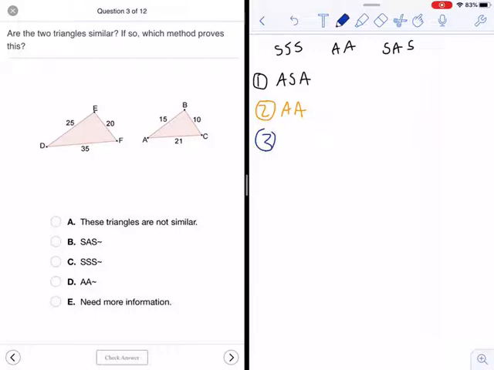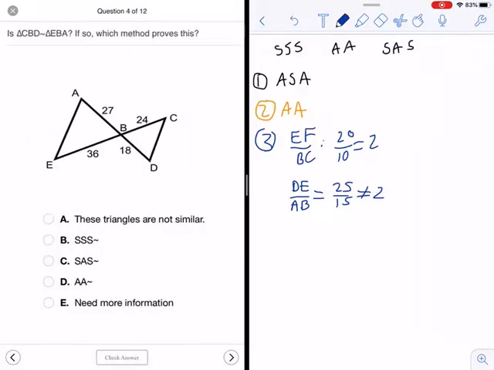Number 3, are these two triangles similar? Well, let's look at side EF over side BC. That's 20 over 10. That reduces to 2. That's the scale factor, so that means every side length has to be doubled. But quickly looking at DE over AB, we got 25 over 15. That's not 2, so these aren't similar. That's unfortunate. I was really hoping that they would be. I feel a little let down.